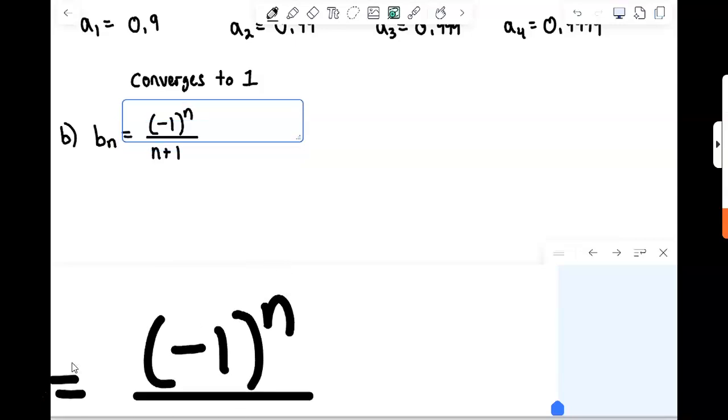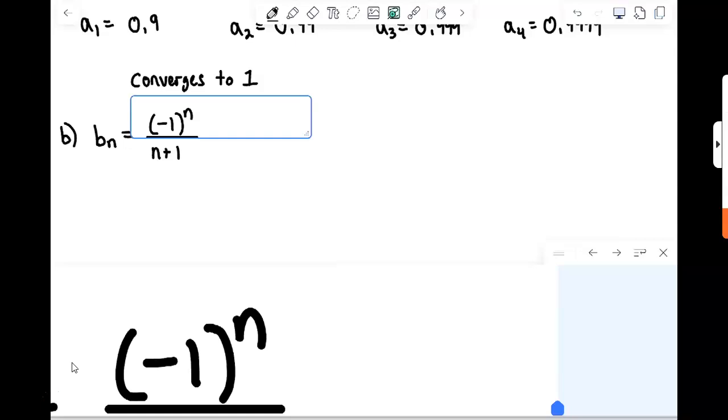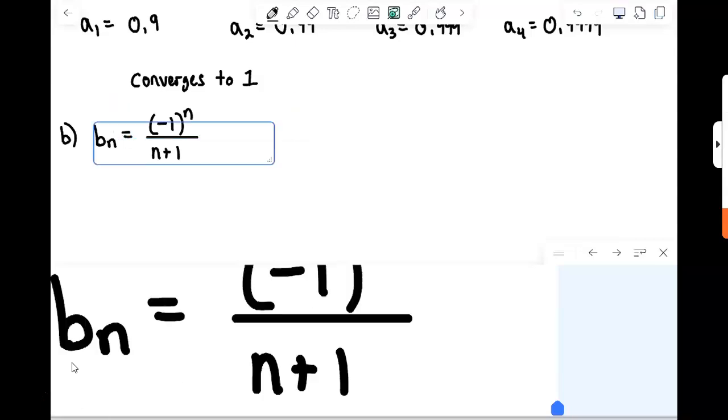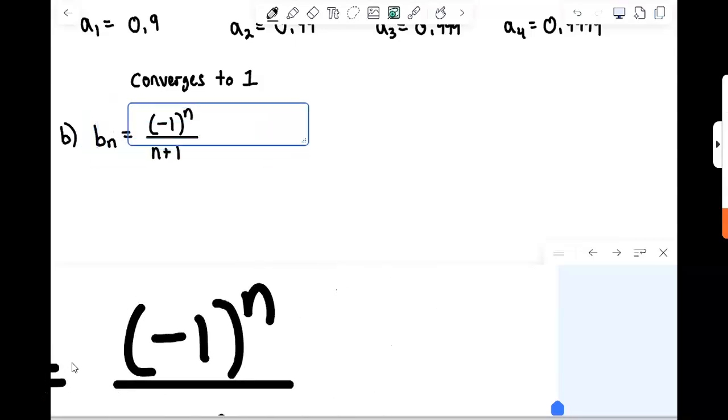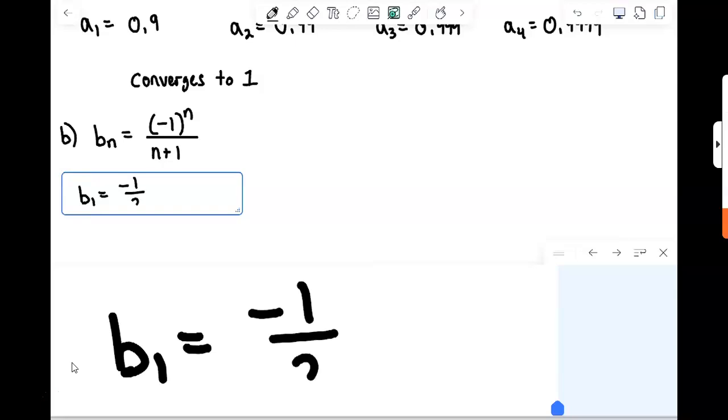And what that does is that when n is odd, minus 1 to an odd power will be negative. When n is even, minus 1 to an even power will be positive. So this puts an alternating sign on our terms. So let's look at our terms and see if we can think, does it maybe converge or not? So b sub 1 would be minus 1 over 1 plus 1, so negative 1/2.